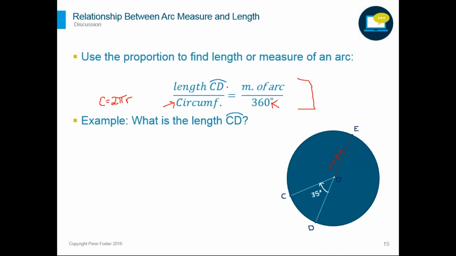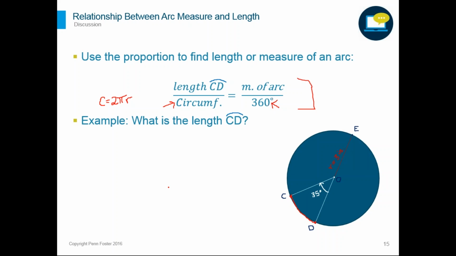The top ones would be the knowns and the unknowns. Sometimes we'll be given the measure of the arc and asked to find the length, or you have the length and need to find the measure of the arc. Let's do an example just to make everything clear. What is the length of the arc? See the bent line, the arc CD. So we're talking about the arc CD. I'm looking for the length.